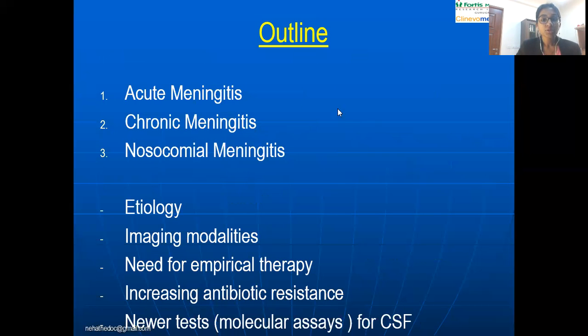So today we are actually going to discuss briefly regarding acute meningitis, chronic meningitis, and nosocomial meningitis. More focus on the acute and chronic meningitis. And we're going to discuss regarding the various etiologies which result in the acute, chronic and nosocomial meningitis. How do we diagnose? What are the various radiology as well as the imaging modalities which can help in the diagnosis? And what should be the empirical antibiotic therapy, considering the increasing antimicrobial resistance, and of course the neurodiagnostic assays which are useful in the diagnosis of this CNS syndrome.